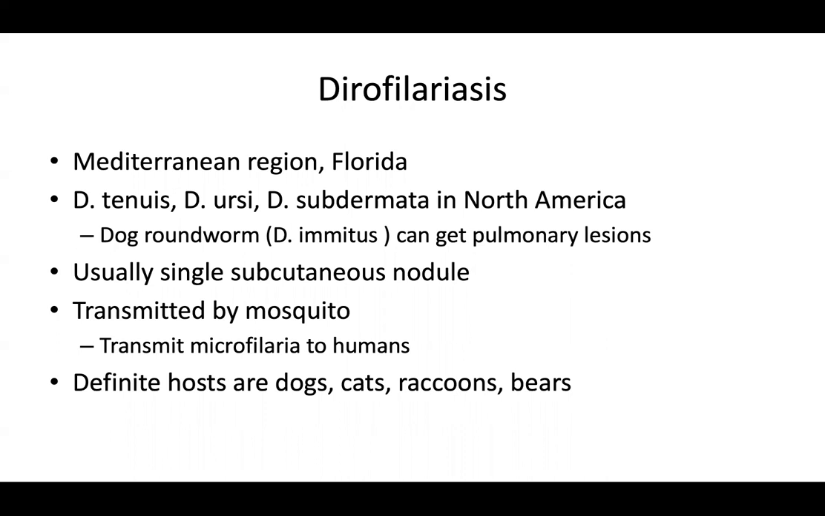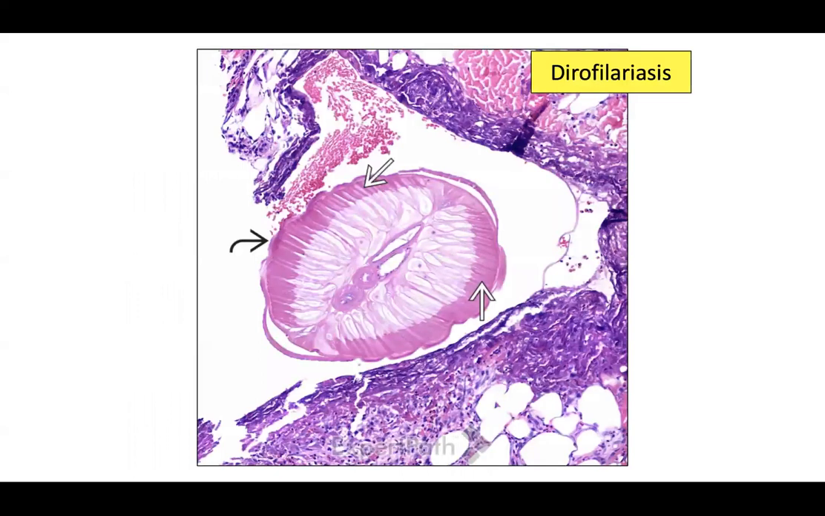So how does this work? They transmit the microfilaria to humans via the bite. Definitive hosts are dogs, cats, raccoons, and bears. Here you see the Dirofilariasis on cross-section within the tissue. It has this outer thick eosinophilic body with lighter staining, thinner filaments of eosinophilic staining within the center part.